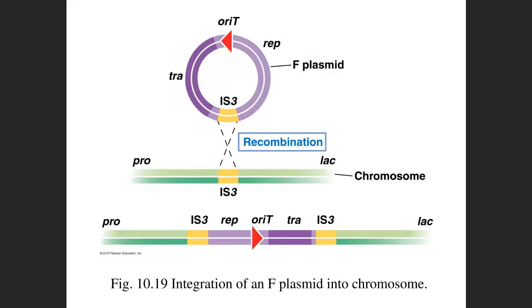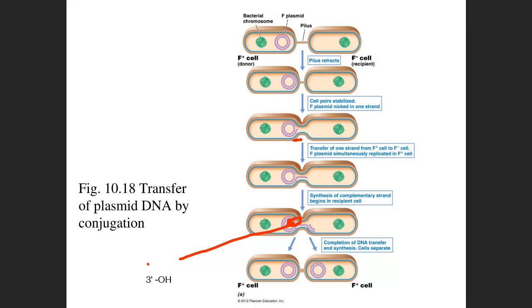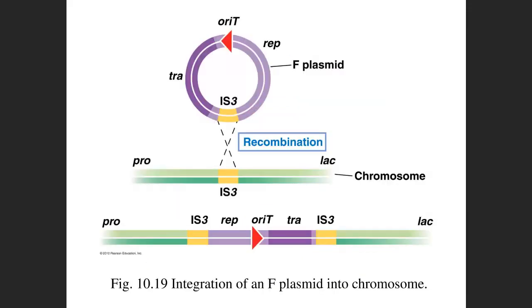So in the transfer, this nicking part is not random. It's a specific site called oriT, origin of transfer. It's on the F plasmid. Okay. Now the F plasmid also has an insertion element called IS element that has the exact same sequence. And so here the recombination shows up again.